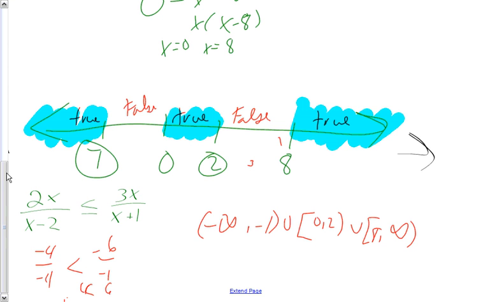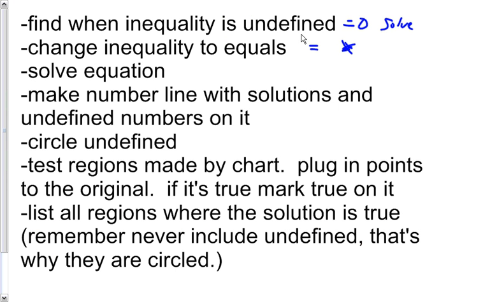So we have our final solution, this nasty looking thing. But it is correct. So to recap, find when it's undefined, change the inequality to an equals, solve, usually you got to do an LCD and multiply through, put the solutions down and the undefineds down, circle undefineds, make a sign chart and test points, and list all regions that it's true.